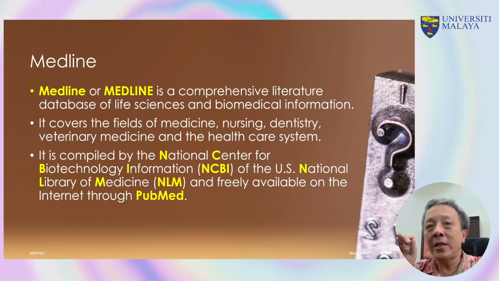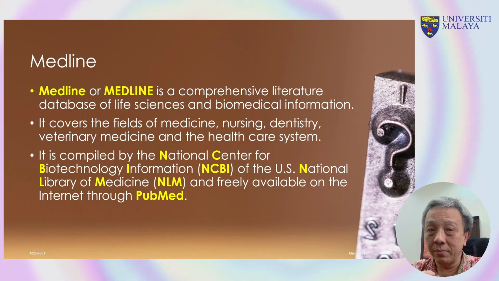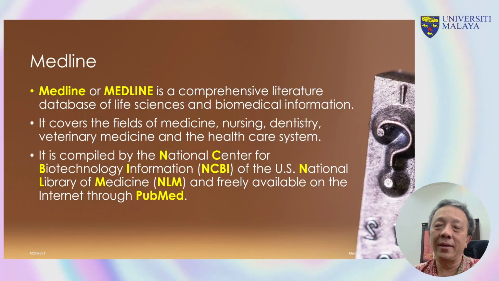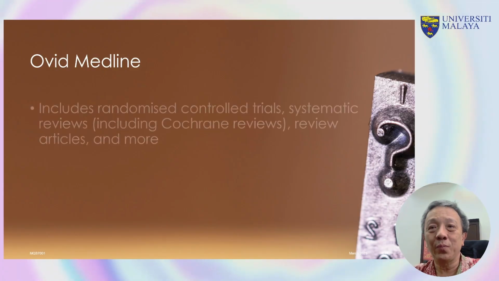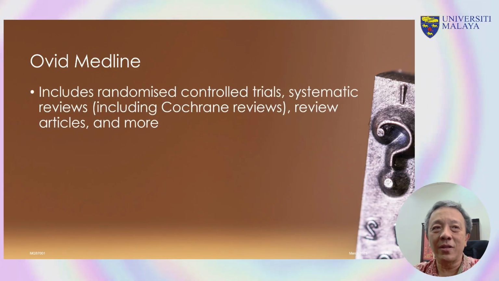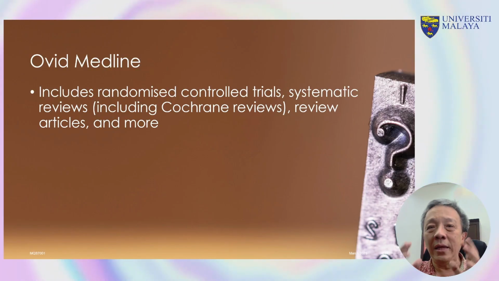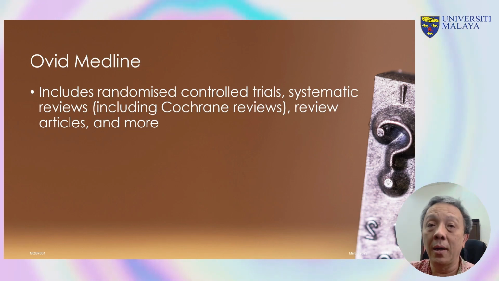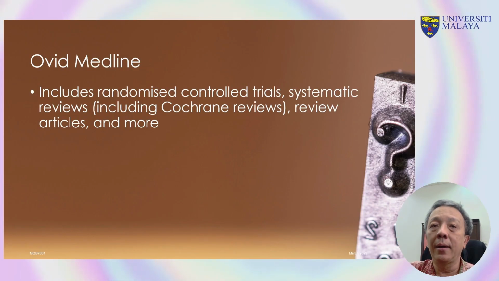So, as I mentioned just now, MEDLINE is a database. PubMed is your search engine. And MEDLINE is also available on other search engines like Ovid. Ovid MEDLINE, as we continue, includes randomized controlled trials, systematic reviews, including Cochrane review articles, and more. So in Ovid, you can actually search, beside MEDLINE, many different kinds of databases. So you can search multiple databases using one search engine.